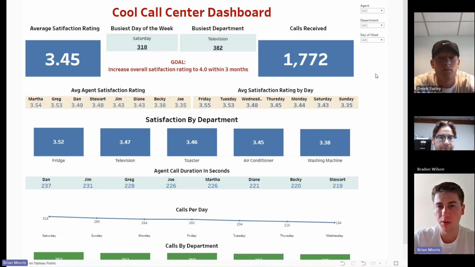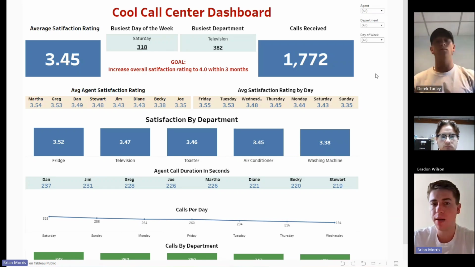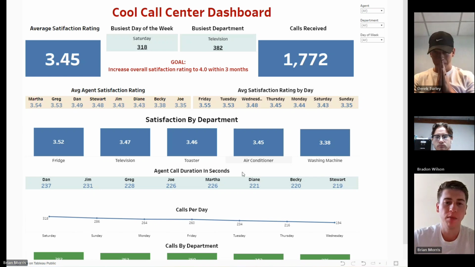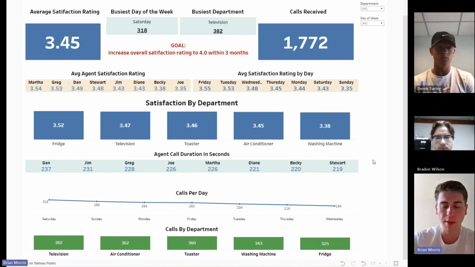We felt like these metrics would be important to helping us gain an idea of what days we're slacking in, what days we're doing really well in, and what's happening on those days. Moving on, we're tracking the average satisfaction rating of each employee, satisfaction rating by day, and by department. Continuing further, we're also tracking the call center call durations in seconds so that we can get an idea if that affects the satisfaction rating that a customer receives. Are they spending too much time on the phone? Are shorter calls better? Is there a sweet spot? That's what we want to know.